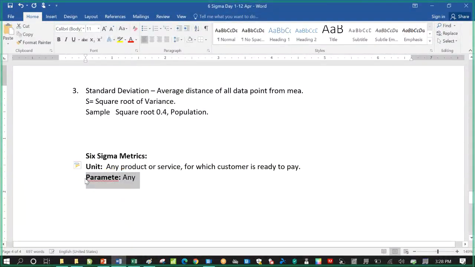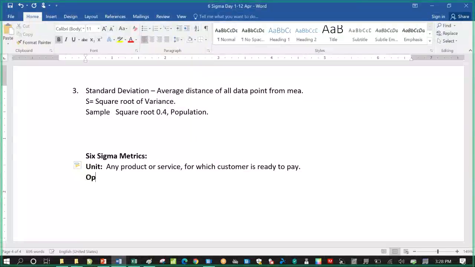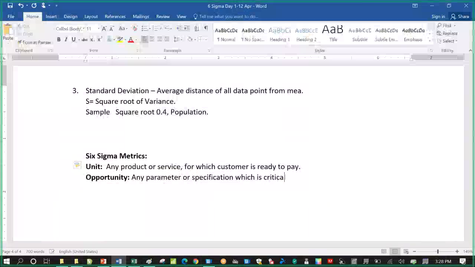Or I would say, opportunity. So opportunity is any parameter or specification which is critical for the customer, business, marketplace, and regulatory. That becomes an opportunity for you.